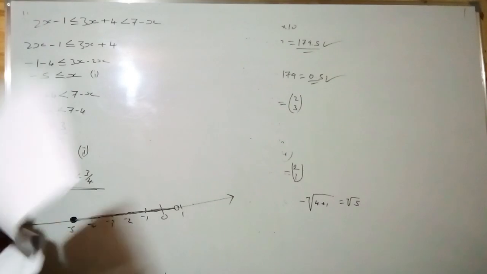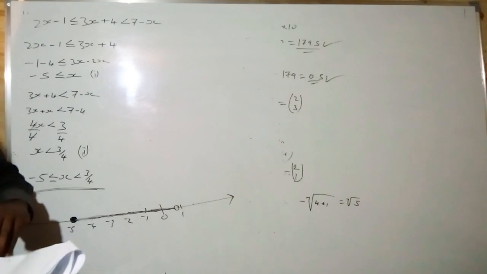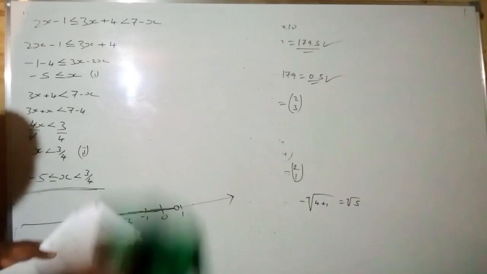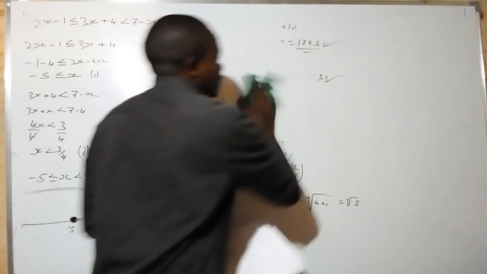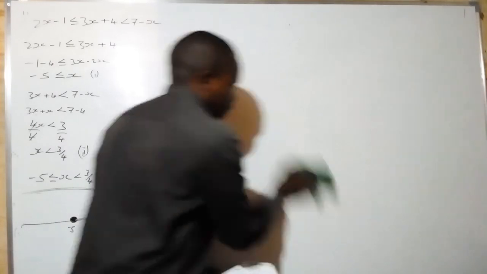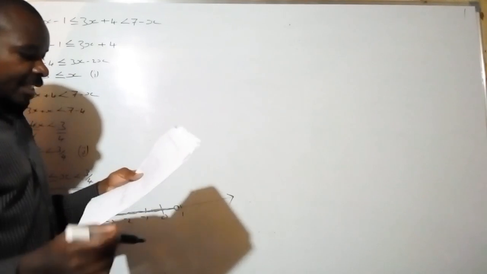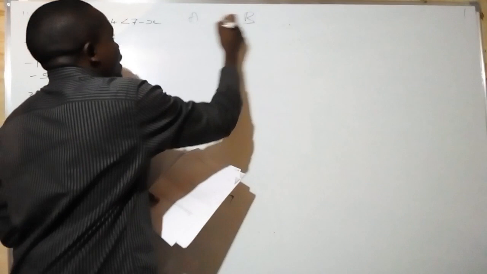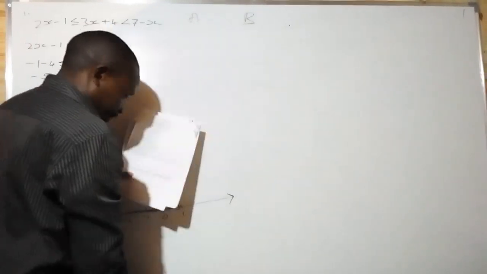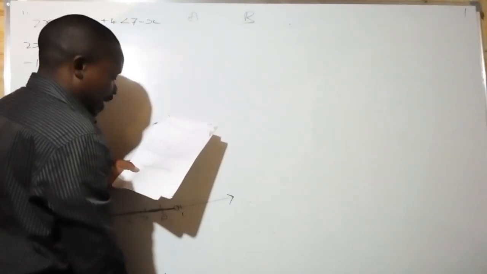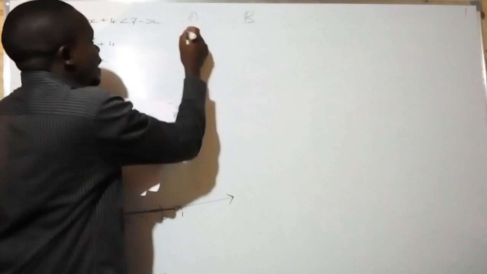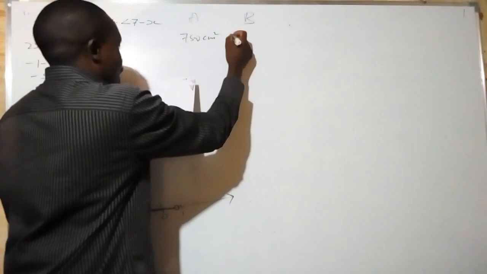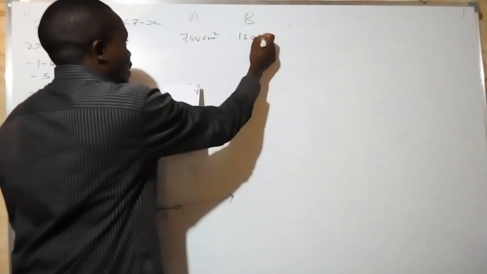You've been given two containers that have areas of 750 centimeters squared is to 220 centimeters squared respectively. You can say we have container A and container B, like that. Calculate the volume of the larger container.